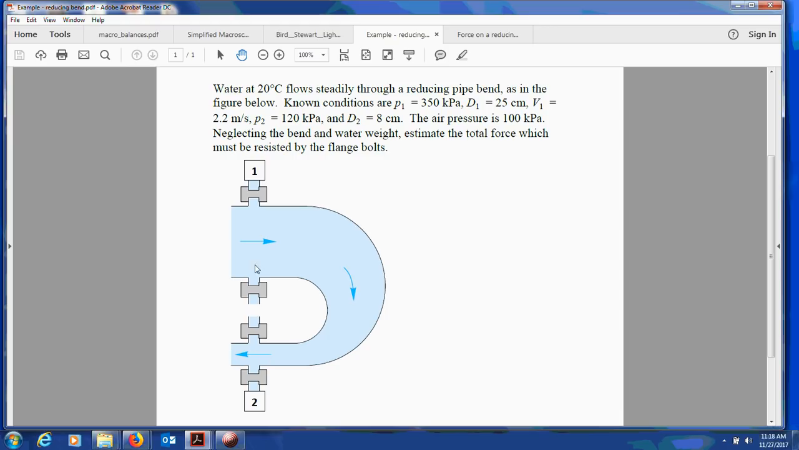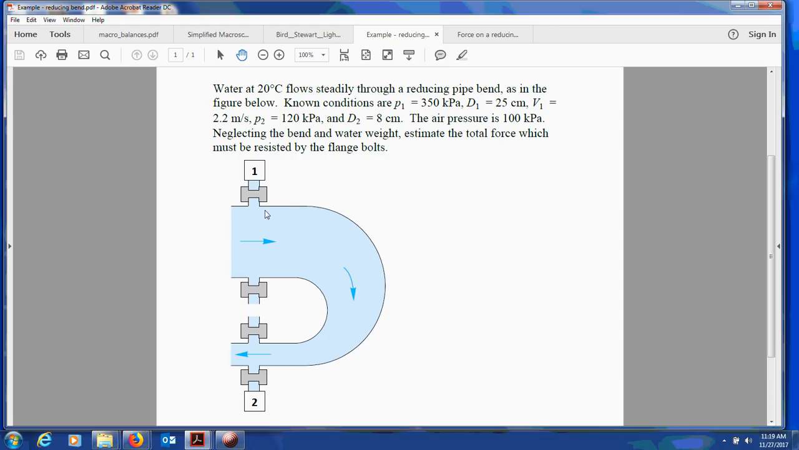So in this example, we have a long pipe coming here from left to right, and another smaller pipe from right to left down below here. And these are connected by this bend. It's called the reducing bend because the diameter goes from larger on the top to smaller below as this thing goes around a 180-degree turn.